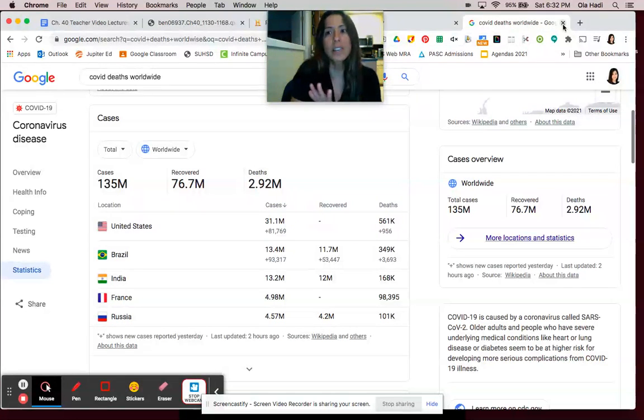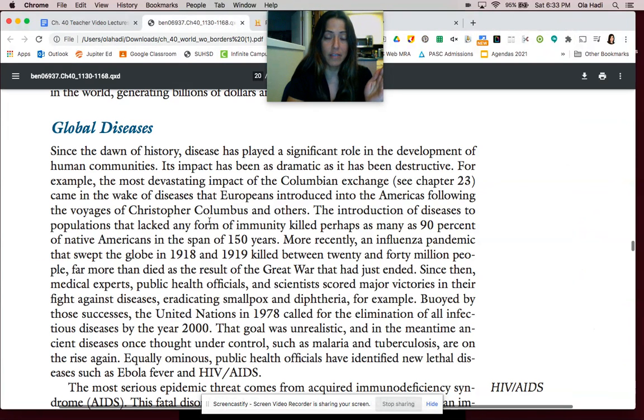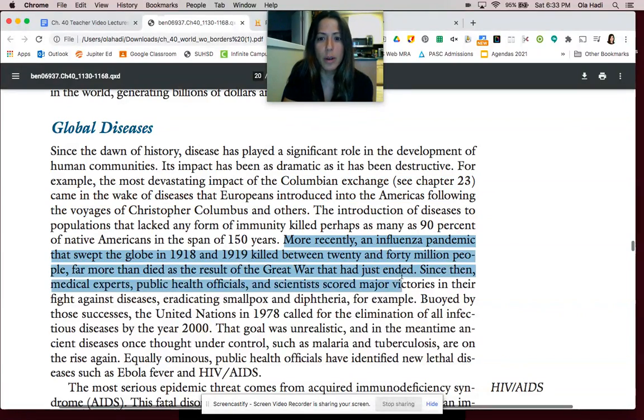But in any case, I just want you to understand that global diseases have been a persistent feature of human history, and they'll continue to be a persistent part of human history in the future. So make sure you know that coronavirus isn't the first one. Go back and study about the Columbian Exchange, which I mentioned earlier. We talked about the Spanish flu or the flu of 1918.